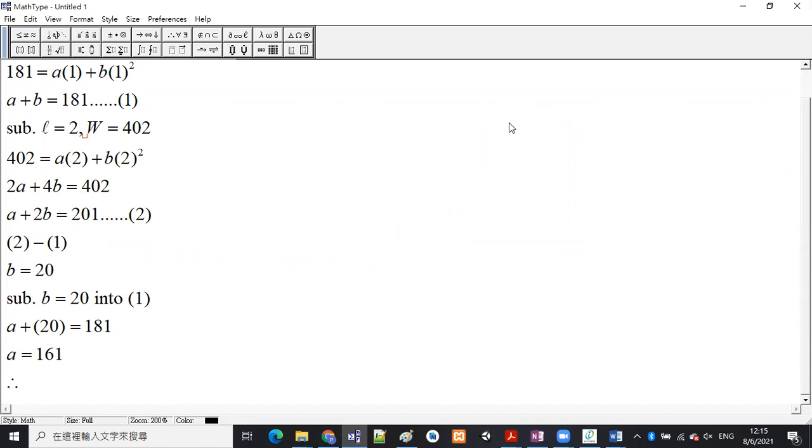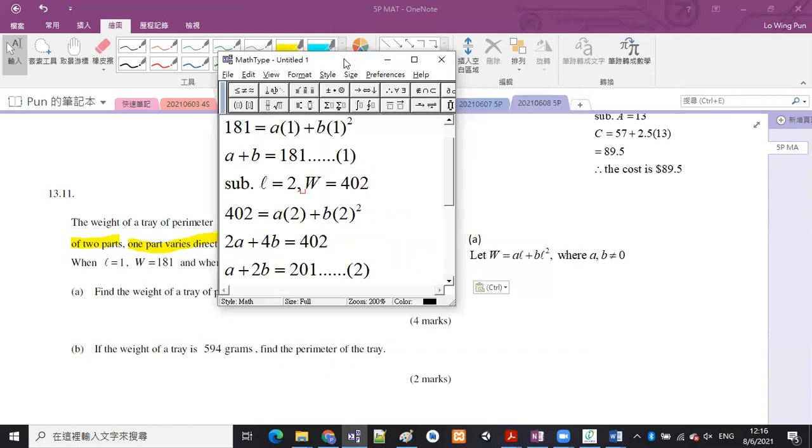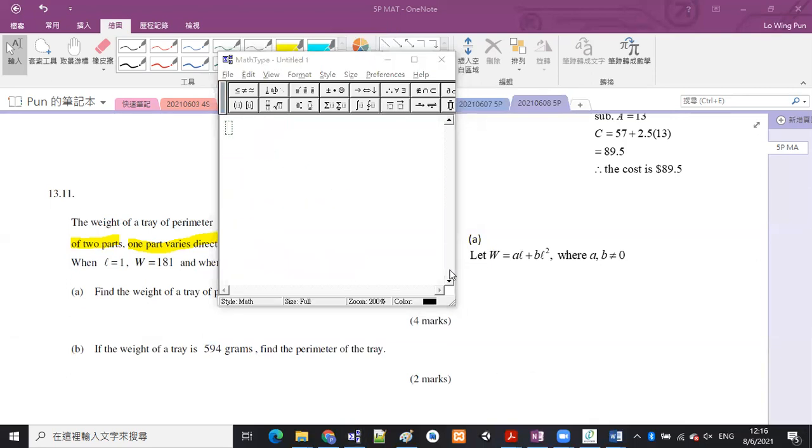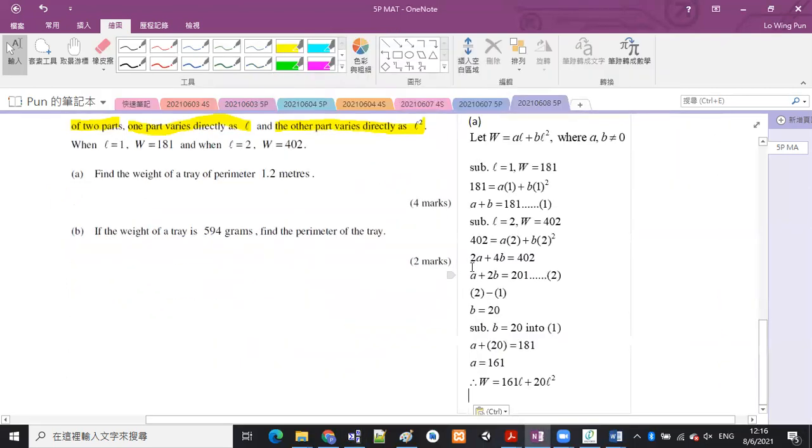Therefore, W is equal to 161 L plus 20 L squared. Okay, just write down the complete equation when you have found all your unknowns. Can you follow? 3 marks. And again, I have not seen what the question is asking us until now.